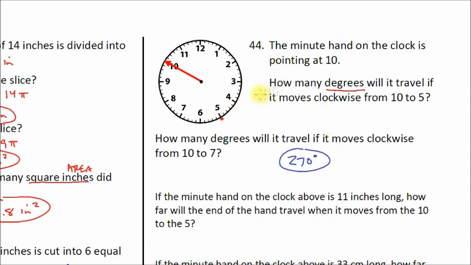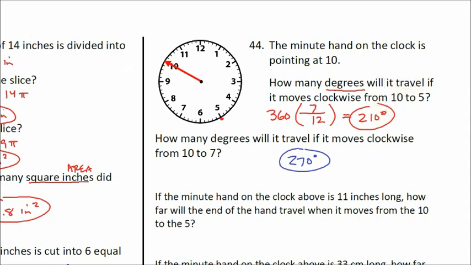Well, we know that the total degrees of a circle are 360. And of those 360, we're going to move 1, 2, 3, 4, 5, 6, 7 numbers. To get from 10 to 5, we move 7 numbers out of a total of 12 numbers. Since the clock is already divided up into 12 equal spaces, we can just use 7 over 12. Put that in your calculator, and you're going to get, actually not approximate, it's exactly 210 degrees. Go ahead and do the next question on your own.